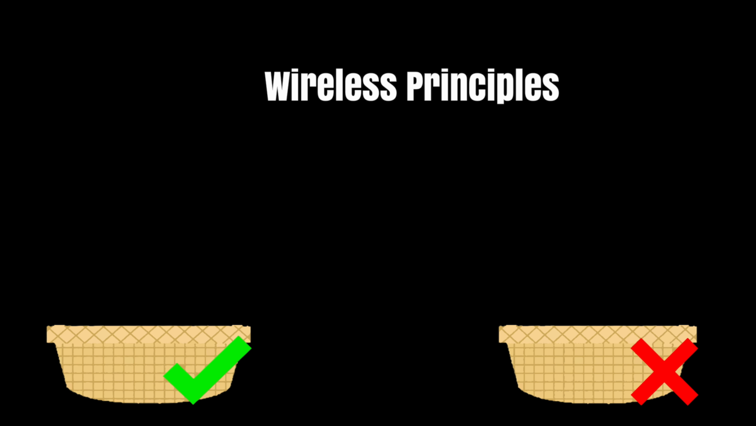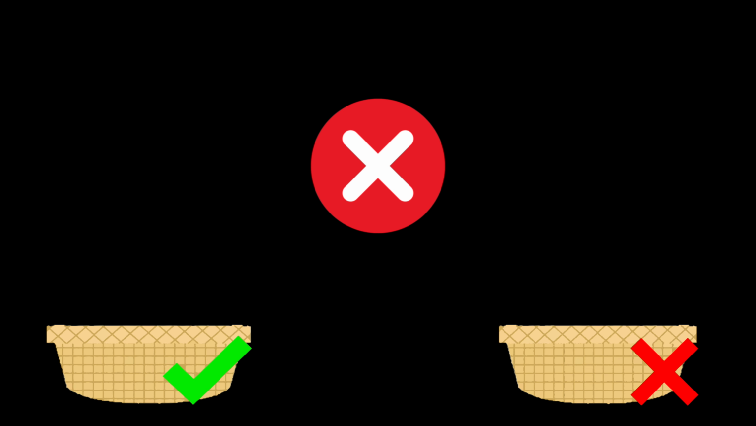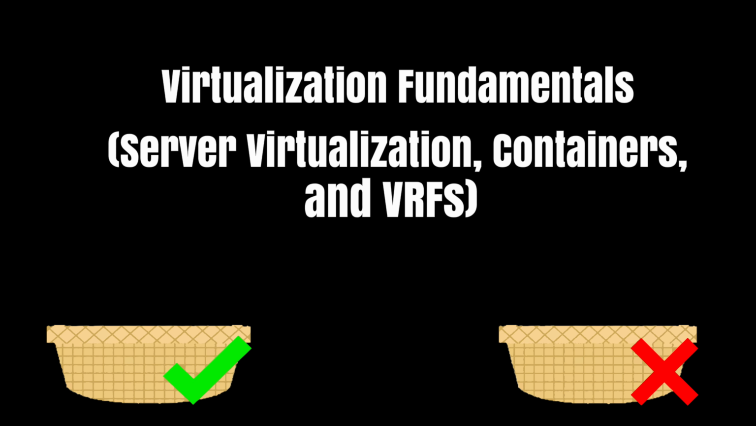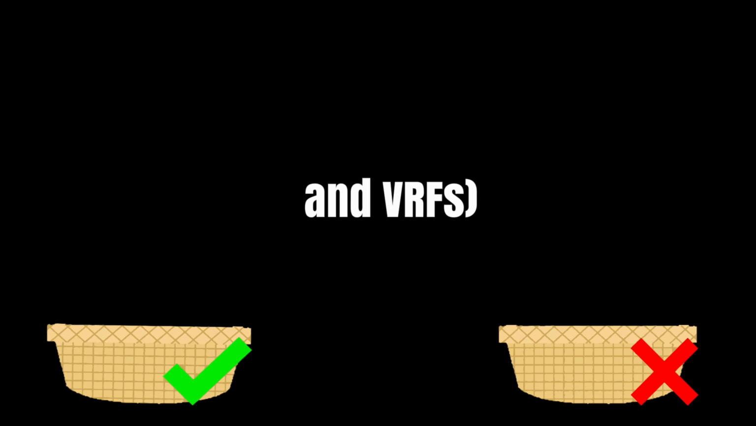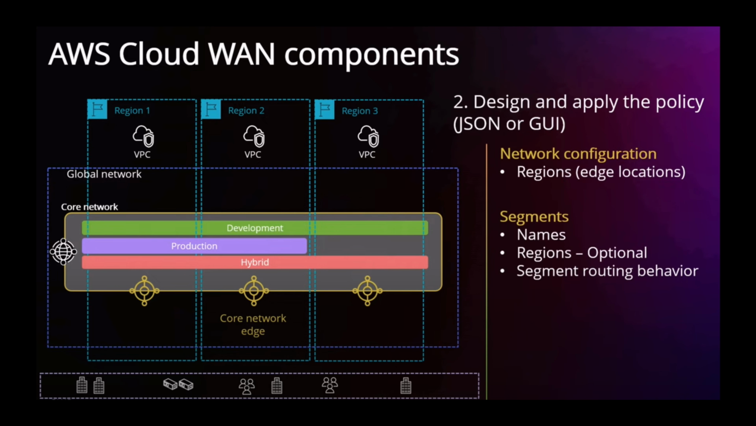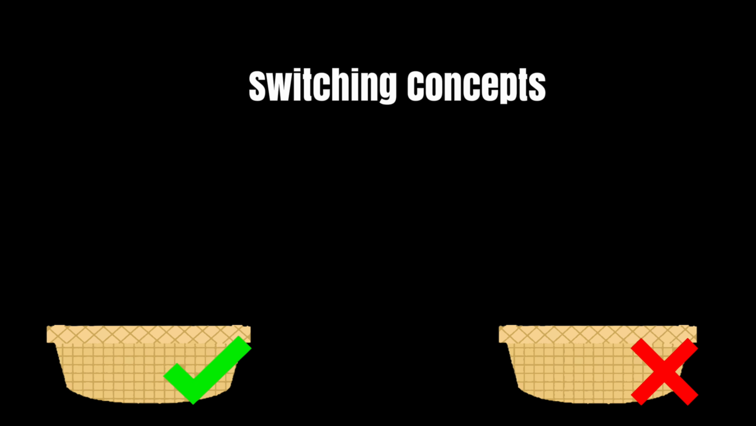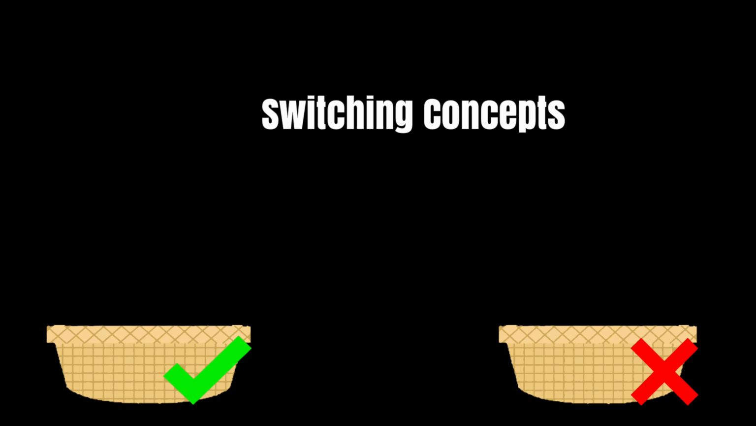Describing wireless principles is for the red bucket because that knowledge is useless for cloud engineers, unless you work from home and need to troubleshoot your wireless connection. Explaining virtualization fundamentals such as server virtualization, containers, and VRFs: server virtualization and containers are for the green bucket, but VRF is for the red bucket. The VRF concept is very similar to the AWS segment. The segment configuration is one of the steps when you configure AWS WAN. You don't need to study VRF for your cloud engineer job. Describing switching concepts. You never use that knowledge as a cloud engineer, so it's for the red bucket.